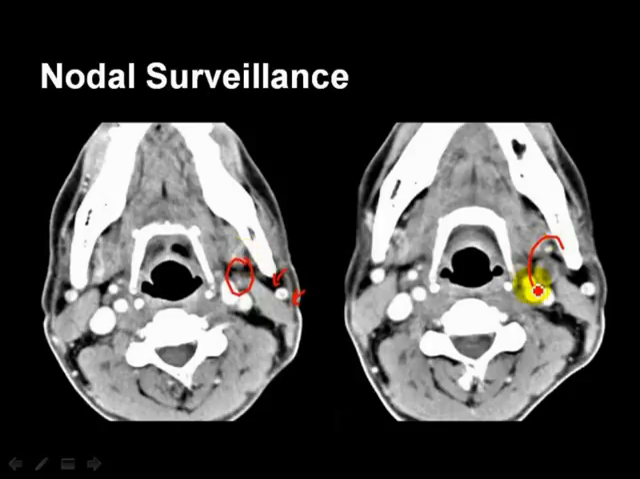But look at it 6 months later. The lymph node has enlarged. In other words, this particular node has micrometastasis. This particular node is now enlarged and has a center, a low density center, which suggests that there is necrosis. And when there is necrosis within a lymph node, you can say almost for certain there is metastatic disease.